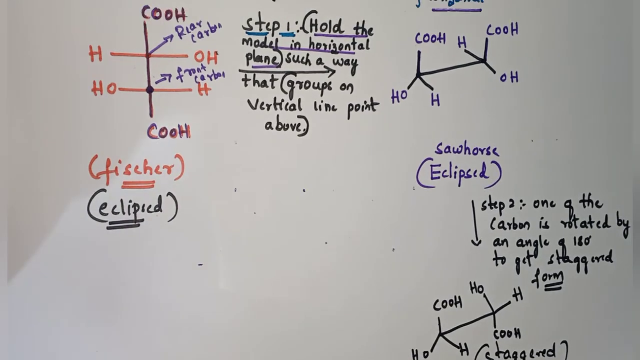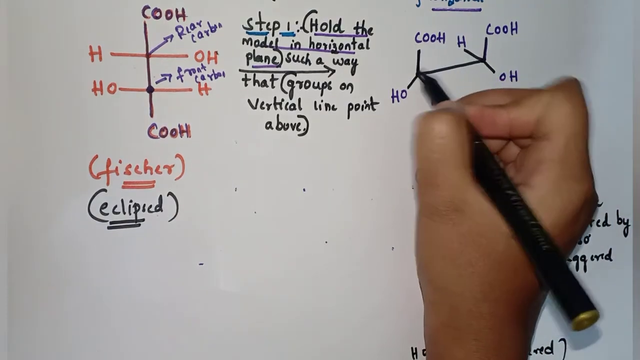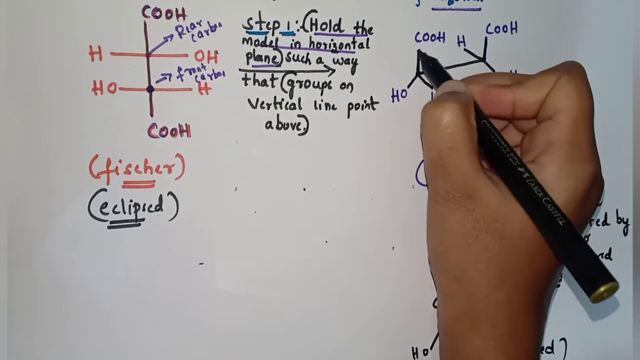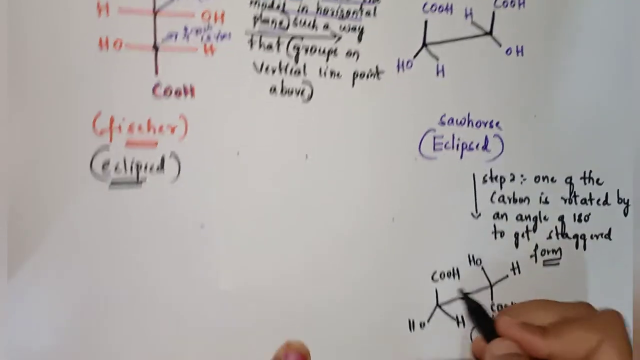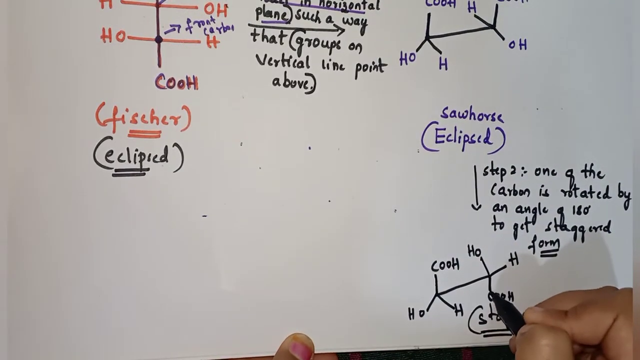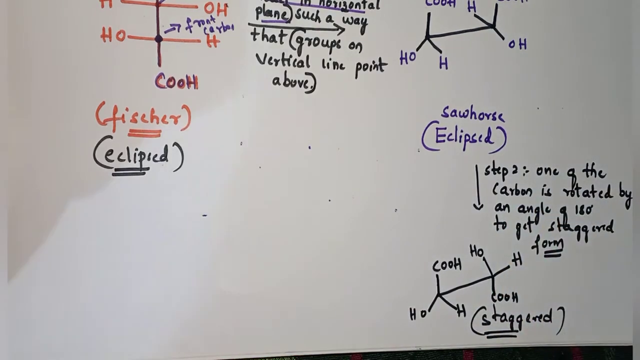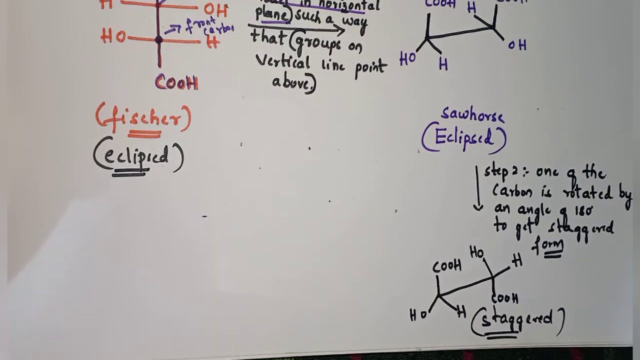Here I will remember the difference between the structural form of this eclipsed and staggered like this. If you want, you can also remember like this. In this eclipsed form, see, these two are pointing like this, but in the staggered form, one is pointing above and one is pointing below. So this is the difference between the eclipsed and staggered form. I remember it like this to avoid confusion.